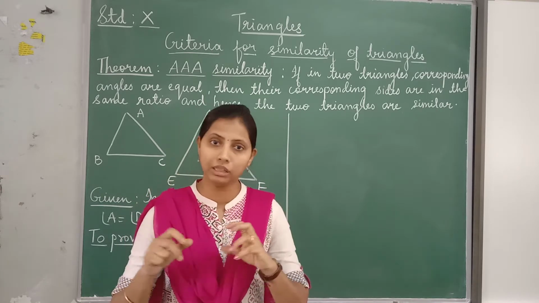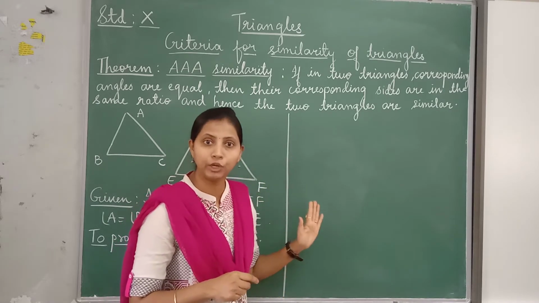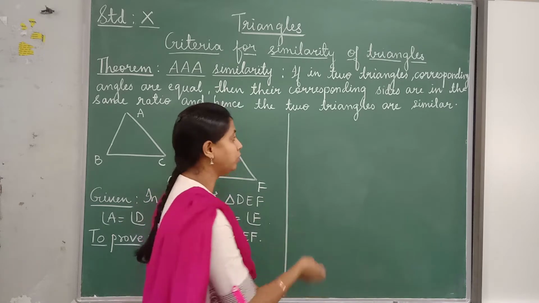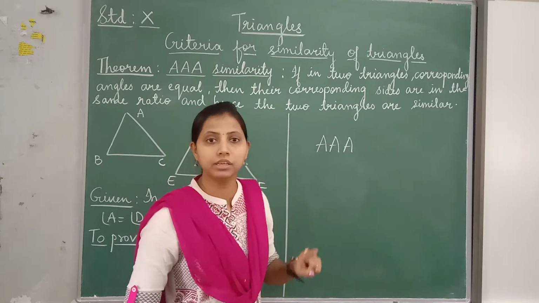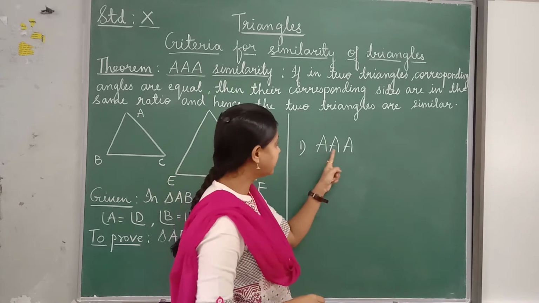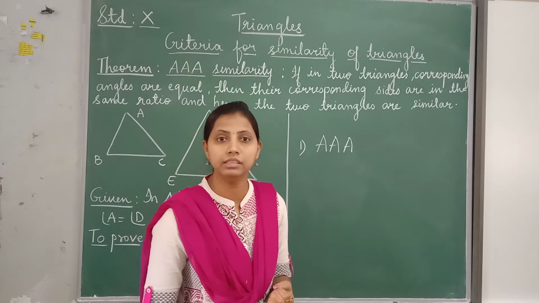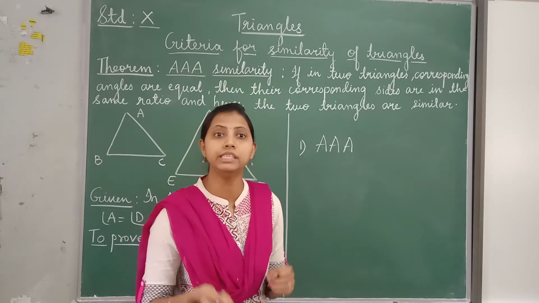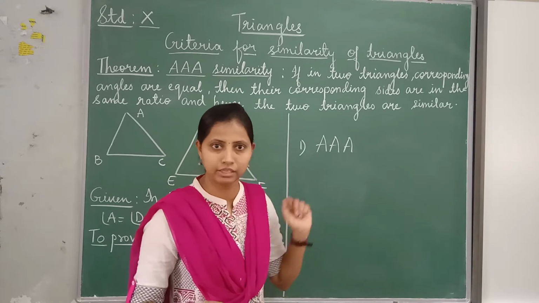Now, instead of checking all these 6 elements, we can check only 3 elements in a particular order by which we can tell that the triangles are similar to each other. The first one we are going to study is the AAA criteria, that is angle, angle, angle. When all the three angles of the two triangles are equal, then their corresponding sides will also be in equal ratio, and hence the two triangles will be similar to each other. Okay, this is the first criteria.